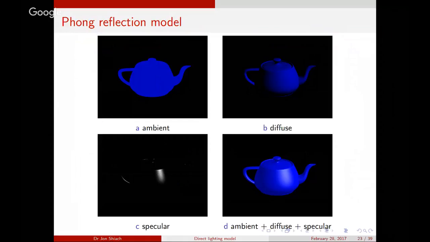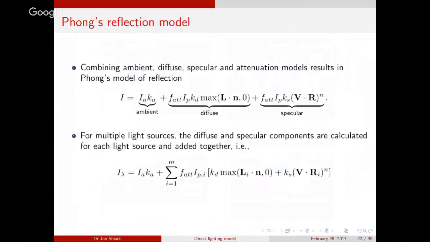If we combine all those, we get the Phong model. You can see a bit of shadow, a bit of shiny bit, and that's our Phong reflection model. Just going back a slide, this is the equation. Lots of variables, which is one of the reasons why it's too much really to do as an activity. Now this is an equation for a single point.